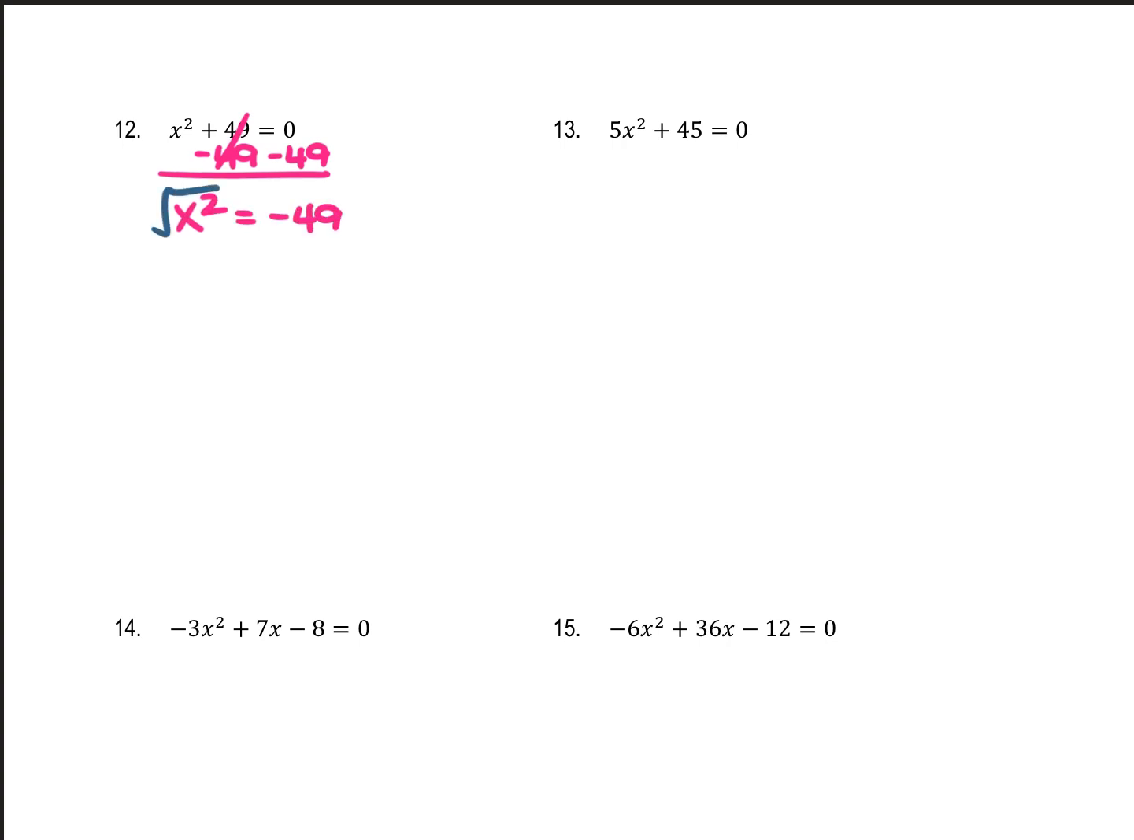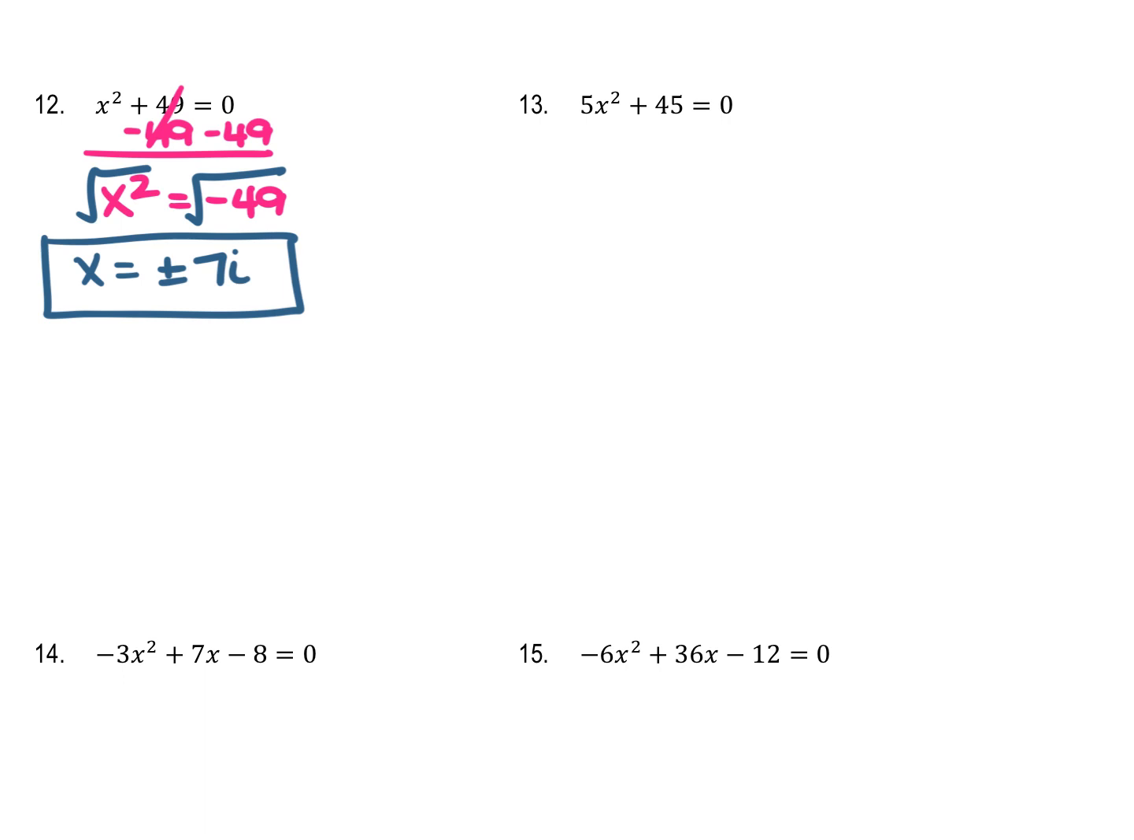And then you'll take the square root of both sides. What goes in front of your answer when you take the square root of both sides? The positive and the negative, so the plus or minus. That negative is underneath the square root, so you're going to include i in your answer, and the square root of 49 is 7. So x is equal to plus or minus 7i for this one.